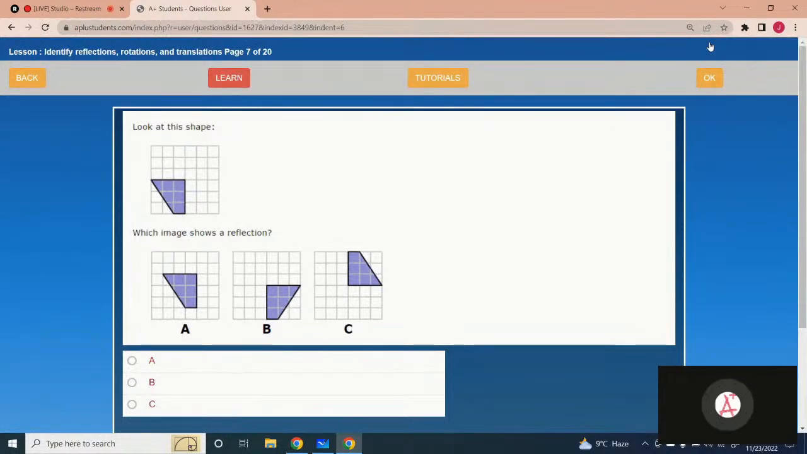Okay, which image shows a reflection? So which is a reflection? Yes, very good. B is the reflection. Just select the correct option and click on the OK button.